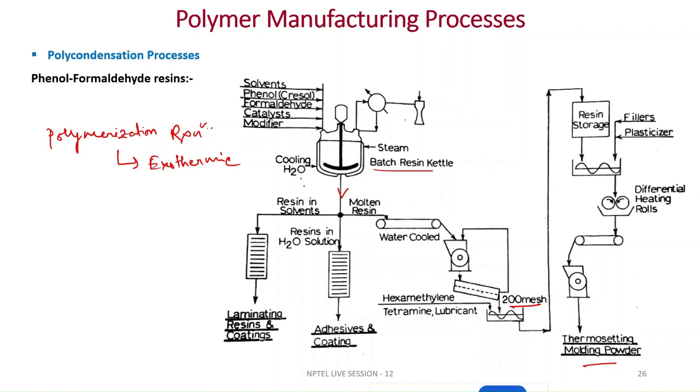The main polymerization reaction occurs inside the reactor, and the fused resin is taken out. Resin in solvents produces laminating resin or coatings. Resin in water solution produces adhesive or coating. Some of the molten resin is taken, water cooled, and then meshed up, then mixed with filler and plasticizer, again heated, dried, and then formed into molded powder form.